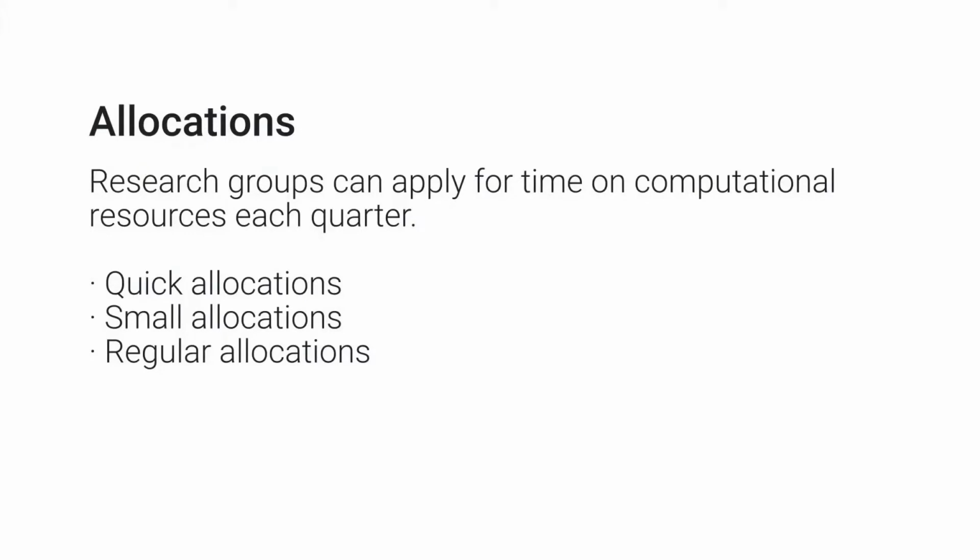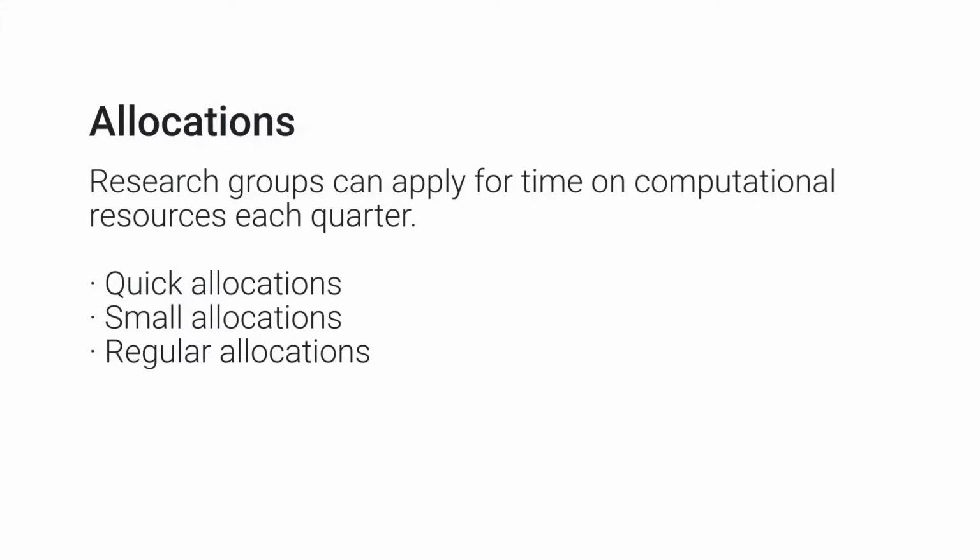Allocations on HPC clusters are updated quarterly. There are 3 types of allocation at CHPC. The first is quick allocation. This is for new PIs who have not had an allocation before and provides up to 20,000 core hours. The second type is the small allocation, which also provides up to 20,000 core hours. This is intended for PIs who have received an allocation before.